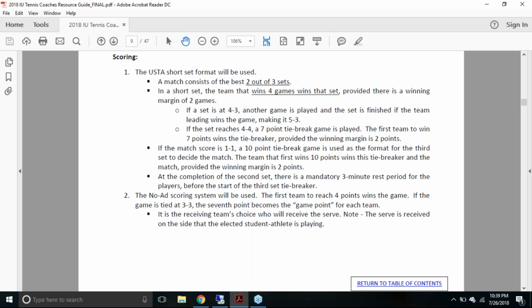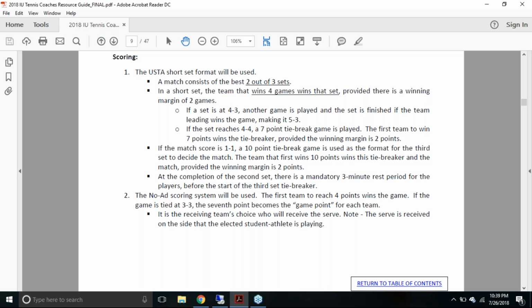If the match score is 1-1, a 10-point tiebreak game is used as the format for the third set to decide the match. The team that first wins 10 points wins this tiebreaker and the match, provided the winning margin is 2 points. At the completion of the second set, there is a mandatory 3-minute rest period for the players before the start of the third set tiebreaker.